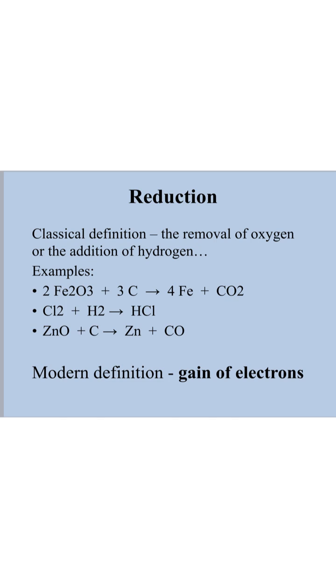So a reduction reaction is going to be the opposite of an oxidation reaction by definition. In classical terms, it is the removal of oxygen or the addition of hydrogen. So again, you see this example here where I have iron oxide with carbon turning into iron and carbon dioxide. So I have removed the oxygen from iron. Or I have chlorine and hydrogen coming together to make hydrochloric acid, so there I'm adding hydrogen. Or our more modern definition, and what we will use, is the gaining of electrons.